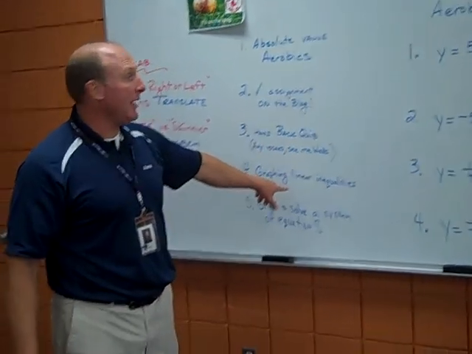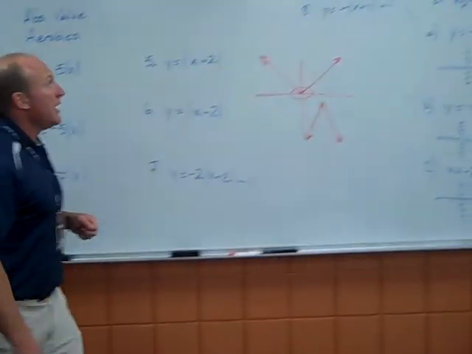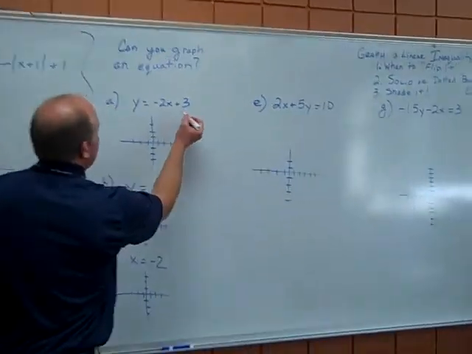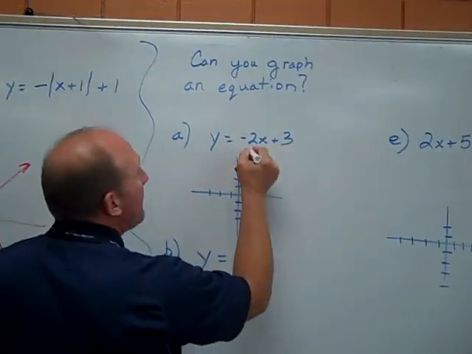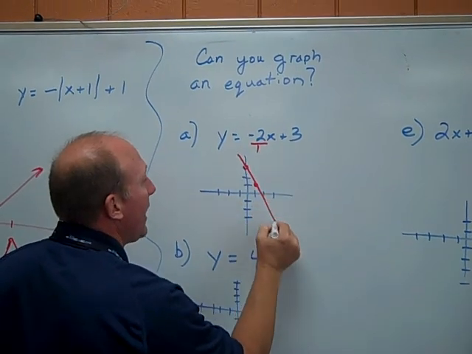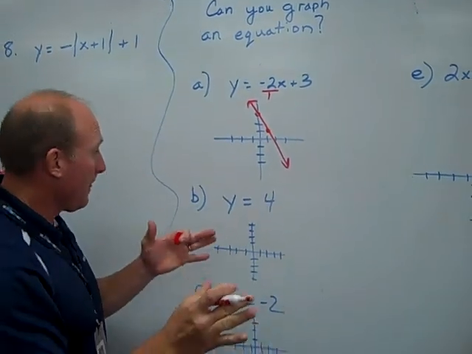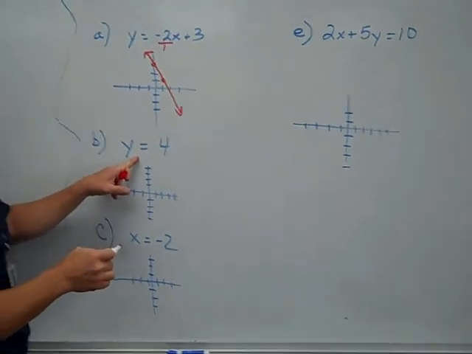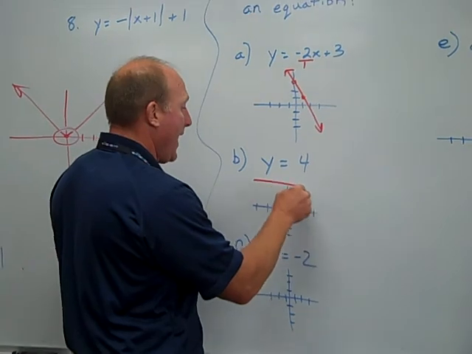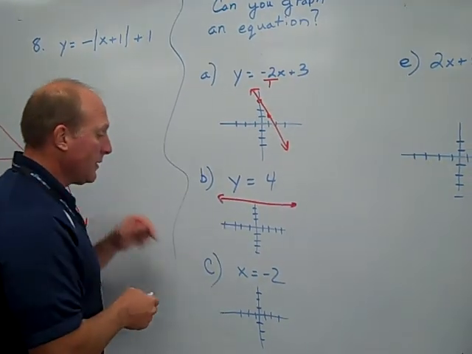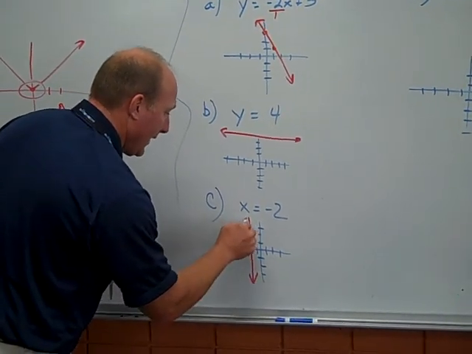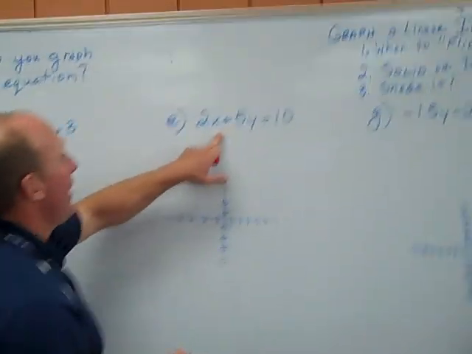All right, graphing linear inequalities. We're going to move on. Can you graph an equation? Let's take a little review here. Graph an equation. Remember, here's my y-intercept start. Then down 2 over 1. Connect the dots. Any problems? Y equals 4. Horizontal or vertical? How did you remember it? Horizontal, through the y-axis. There it is. X equals negative 2. That's a vertical line through negative 2.